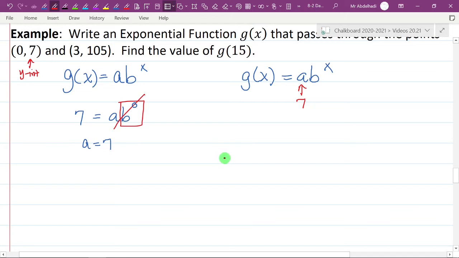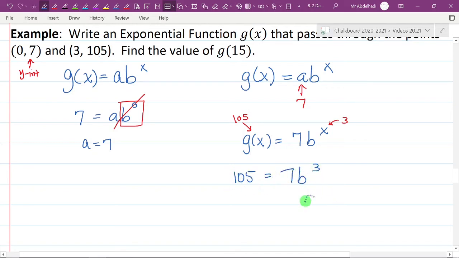Okay, we're halfway home. Now the question is, what is b? How do we find b? So we start the process again. But this time, since we know a is 7, we'll plug in the 7 and we'll start over. This time we're going to use the second point they gave us. Here the x is 3, so we'll put in a 3 right here. And the y is 105, we'll put a 105 there. So what we have here is 105 equals 7b to the third.